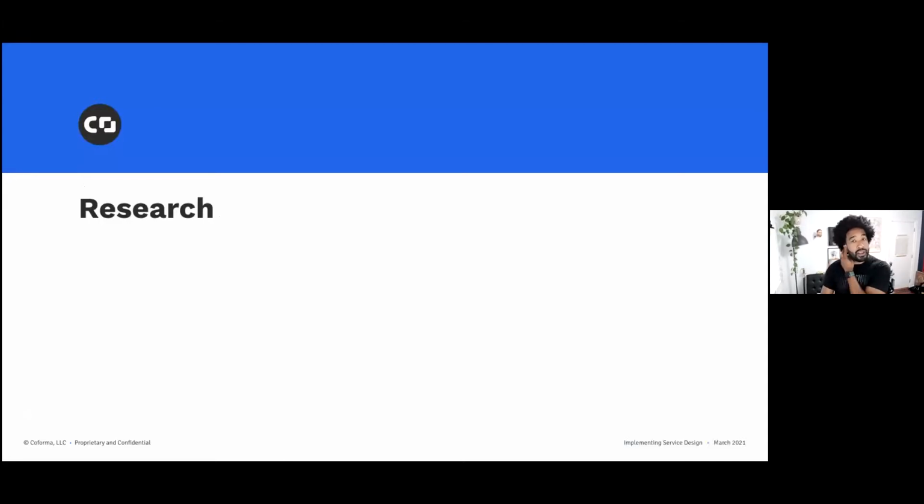So the way that I define research is probably very similar to how you all define research. And I see it as the foundation for any design project. It is what helps us to develop the necessary knowledge to be able to speak to the problems and to the people that are involved in it.